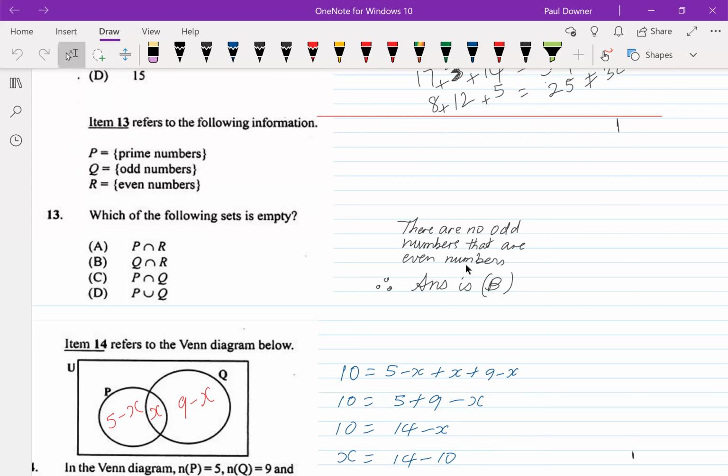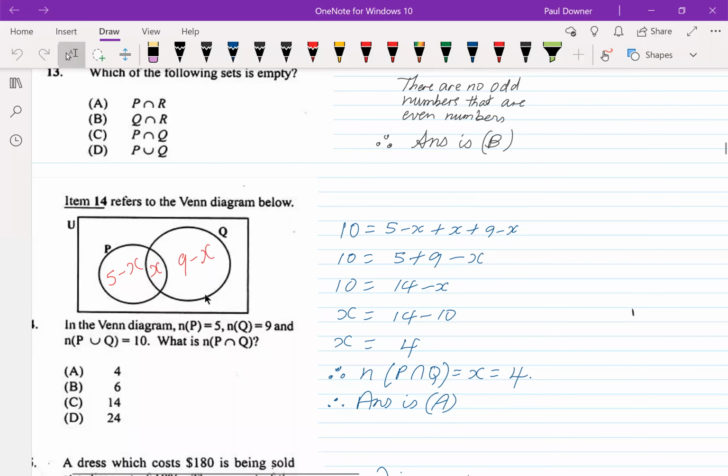Because even numbers are those numbers that are divisible by 2, and odd numbers are those numbers that are not divisible by 2, all right? If you divide by 2, you'll always get a remainder. So there are no even numbers that are odd numbers, and therefore this here will be an empty set. Nothing could satisfy that, which is answer B.